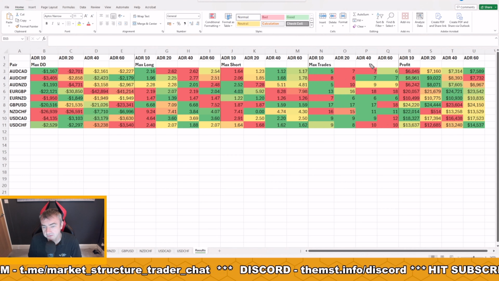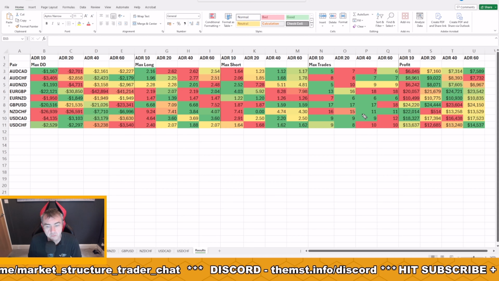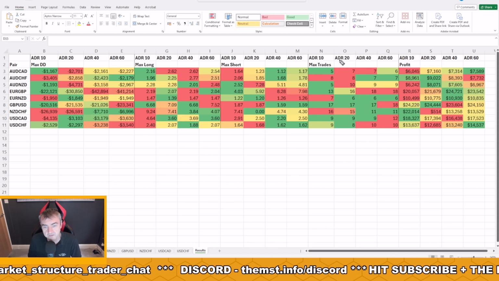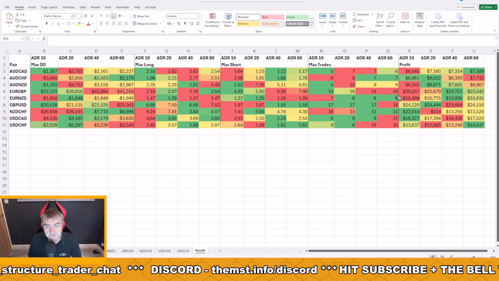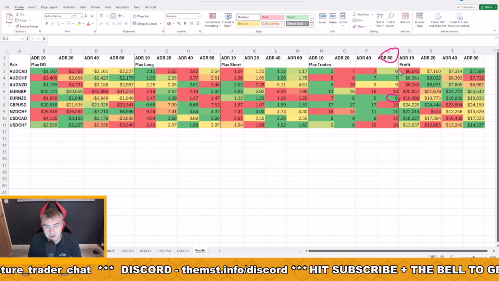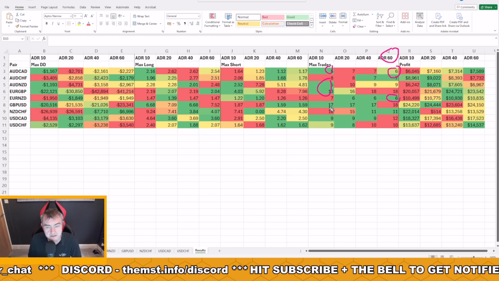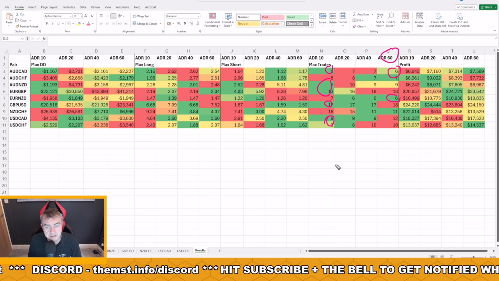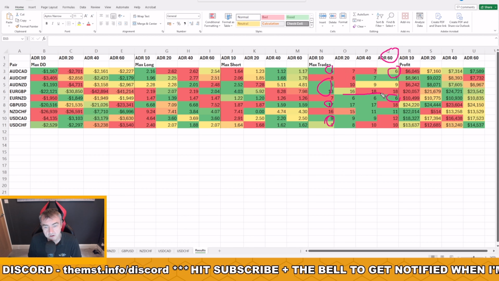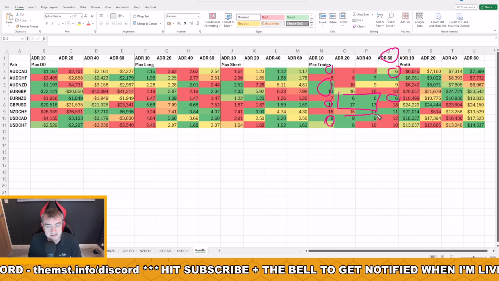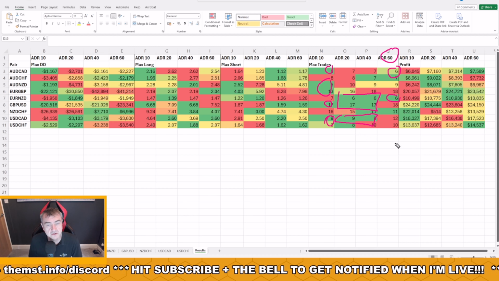And as you can see, there's quite a variance here, which is spread all over the different ADR periods. So sometimes using a higher ADR, you're getting less trades. Sometimes using a lower ADR, you're getting less trades. And in the middle here, you've got also instances where you're getting into less trades.